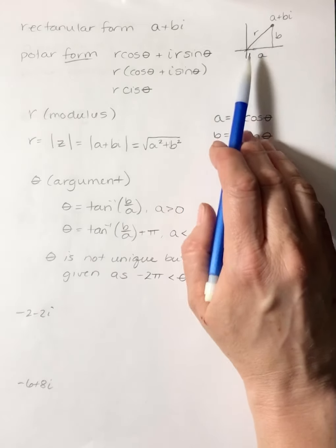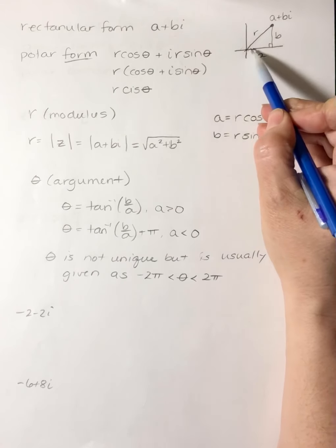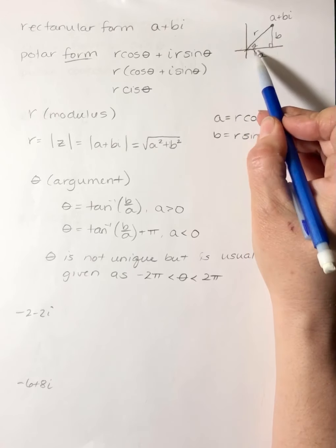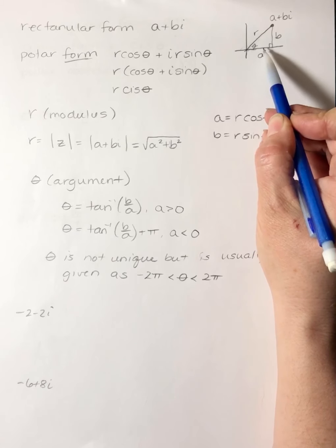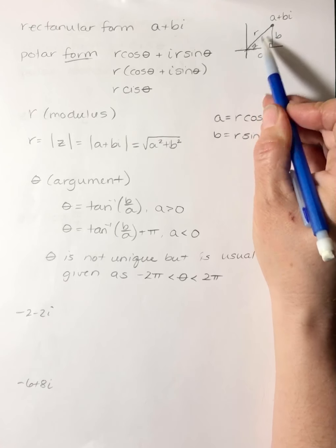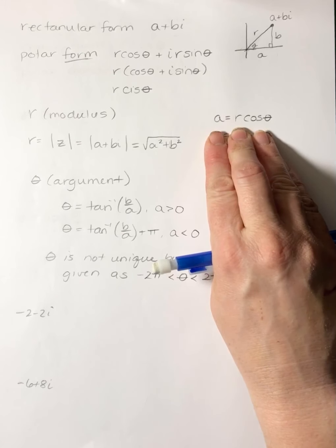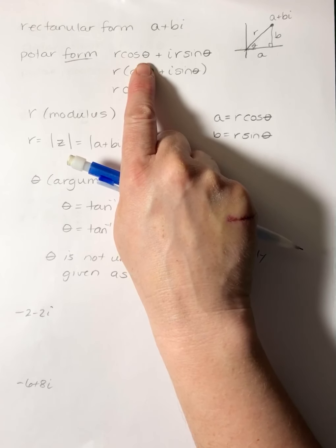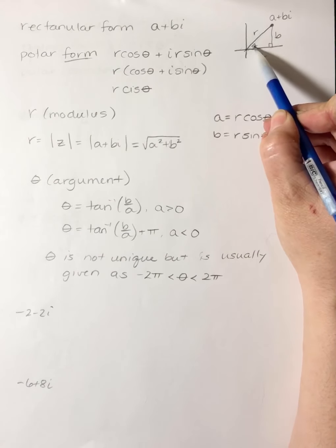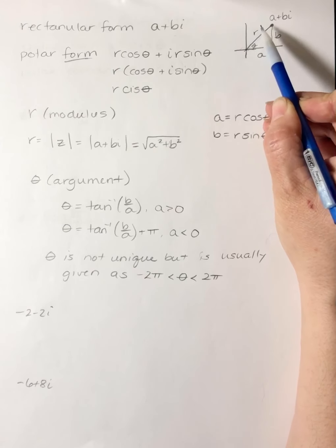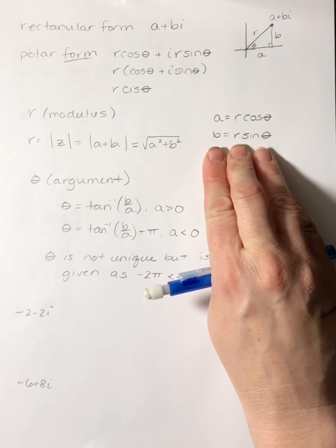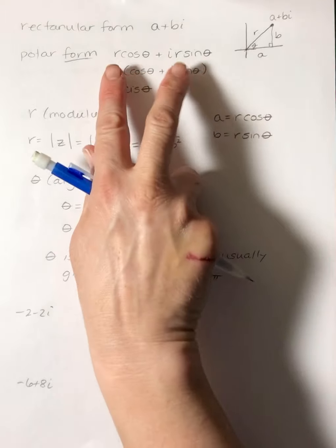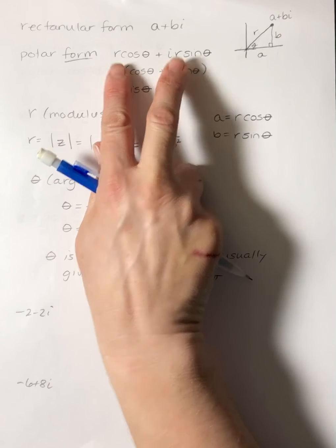So if you look at this, we have some argument, theta. The cosine of theta is a over r. So if I multiply by r, a is equal to r times the cosine of theta. So I can replace a with r cosine theta. The sine of theta is b over r. So I can multiply by r, and b would be equal to r times the sine of theta. So I can replace b with r times the sine of theta. These two terms both have an r in common, so I can factor it out.